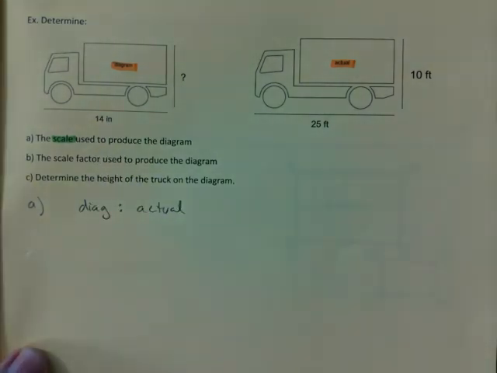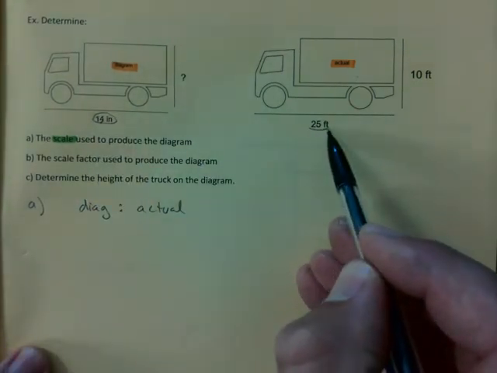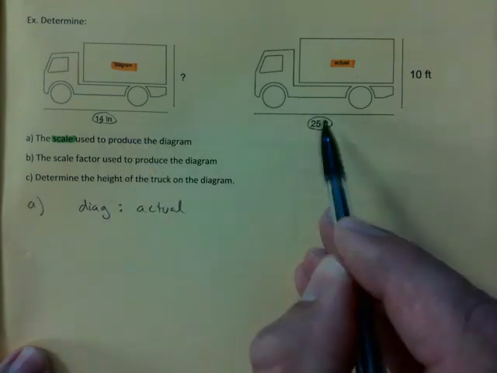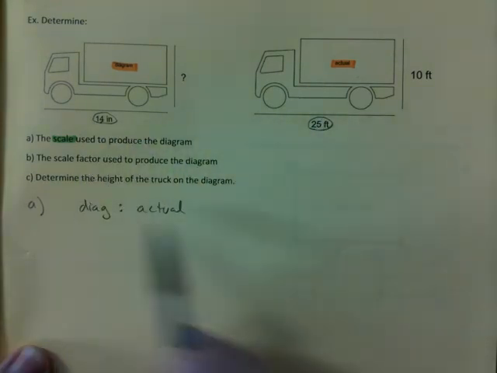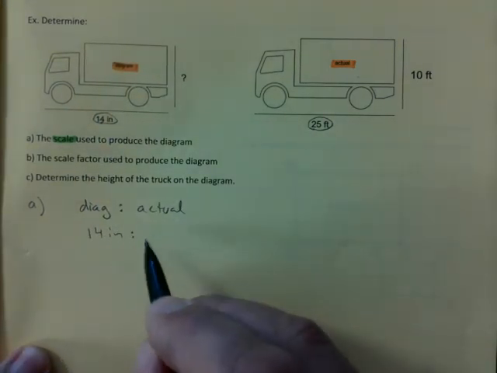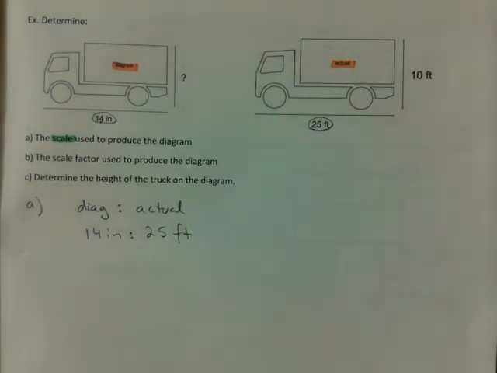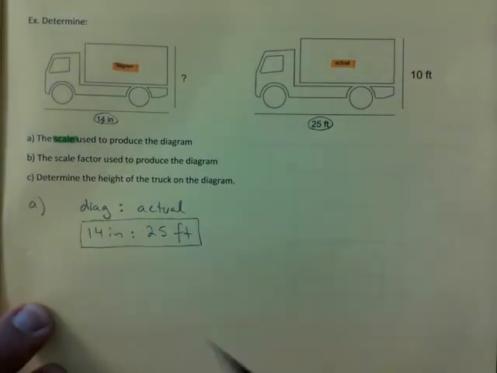Diagram, actual. Okay. Do you know what corresponding sides means? Would that tell you anything? This side corresponds to this one, correct? You would have to agree with me. Like this one corresponds to that one. So we're going to use these two to come up with our scale because we know them both. So we're going to go 14 inches to 25 feet. Is that allowed for scale? Can I have different units? Yep, you can. Scale is okay. So I'm going to leave it like that. You're done.